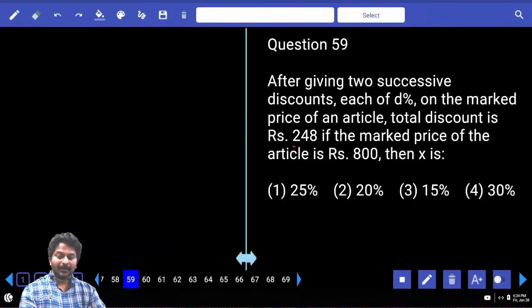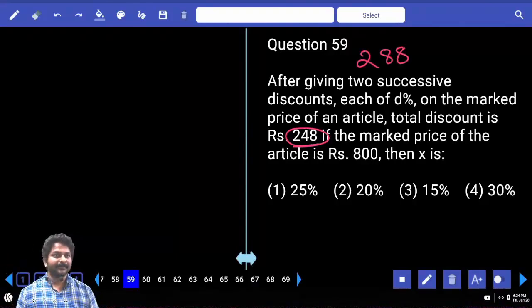It must be 288. Then you will get the answer. With 248 you will not get it. Let's change it to 288.